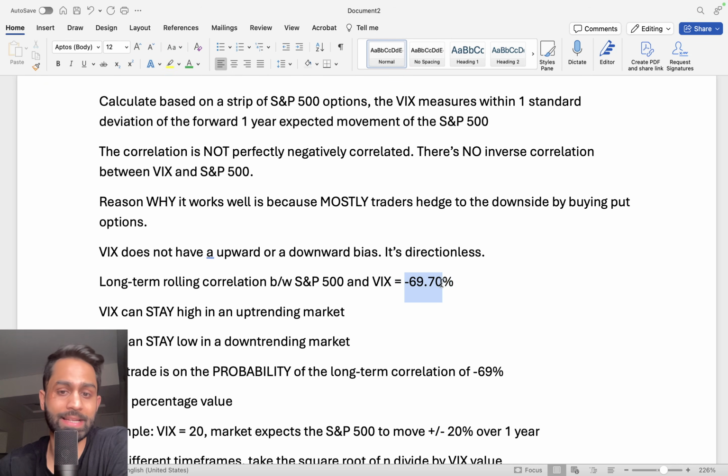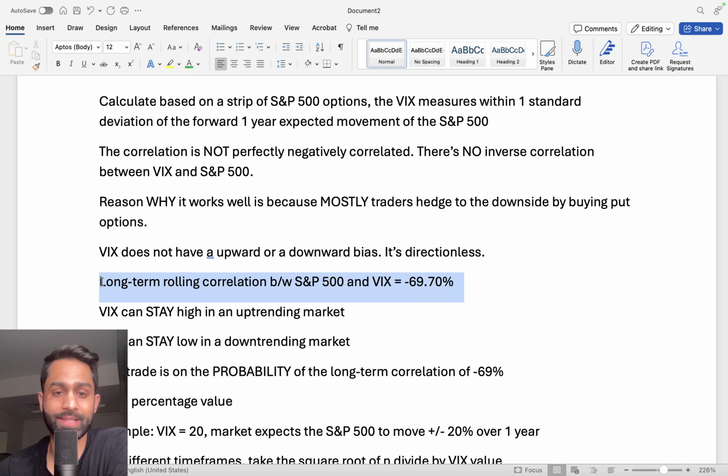So while there is a negative correlation, it is not perfect. That means that 30% of the time volatility is moving in the same direction as the S&P 500. In fact, on shorter durations, on a 5-day basis, there are many times in the past we've seen volatility and the S&P 500 move in the same direction, if they're both going up or they're both going down. So it doesn't have an upward or a downward bias. It is mostly directionless, okay?